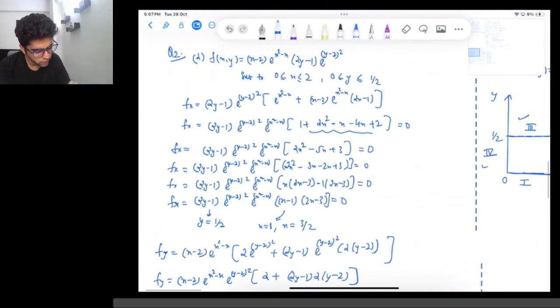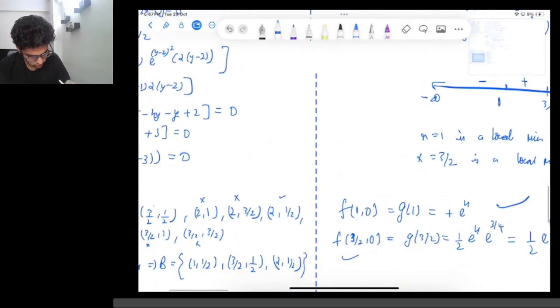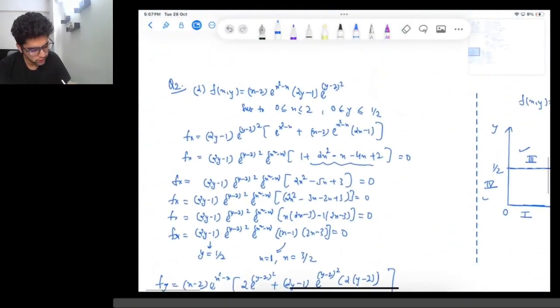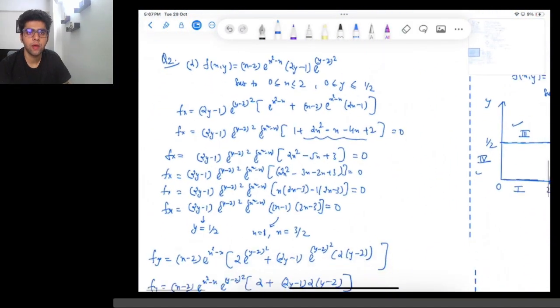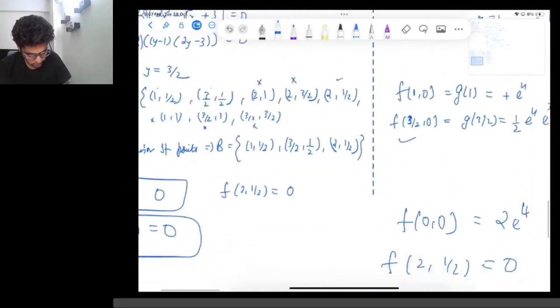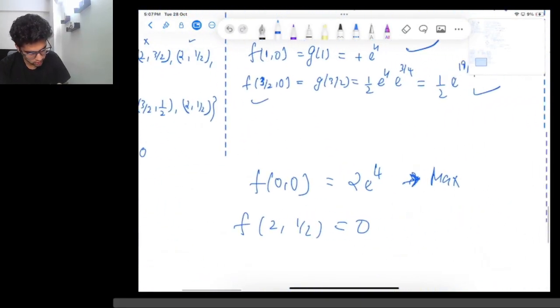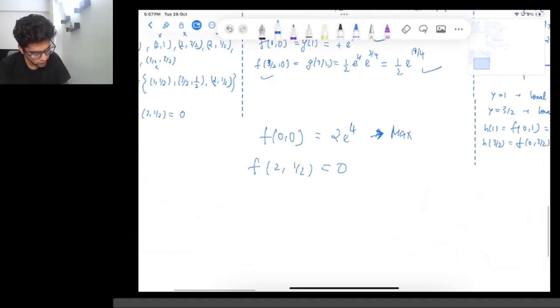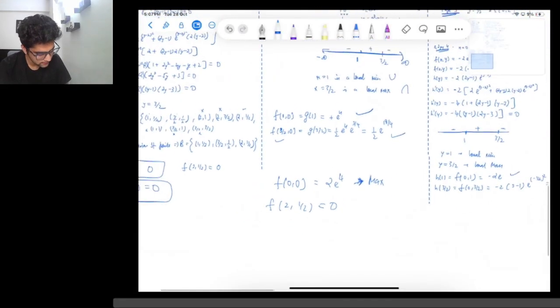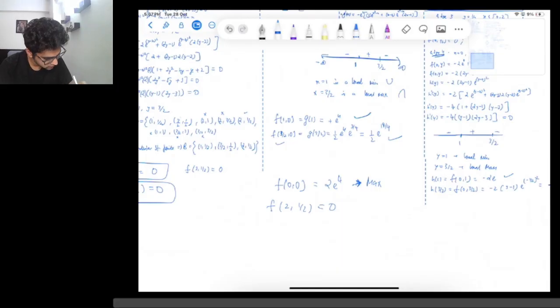And also I have another point, f of 0 comma 0. F of 0 comma 0 will also be a corner point here. So when x is 0 and y is 0, that is another point that I can take here. So f of 0 comma 0, 2e to the power 4 will be the max, and 2 half comma 0 is again 0. This is the same point which I was talking about, right?